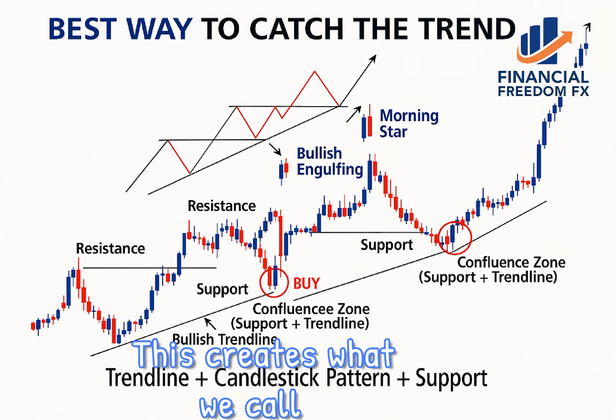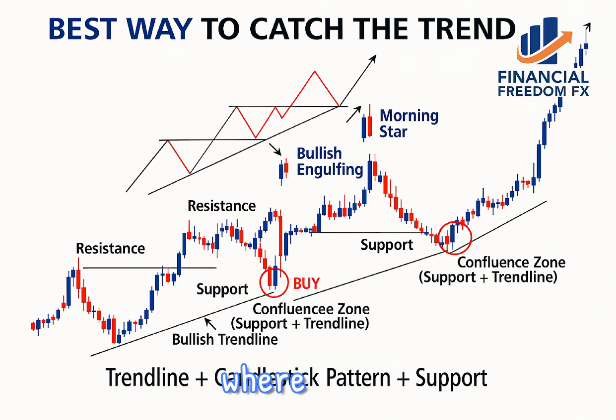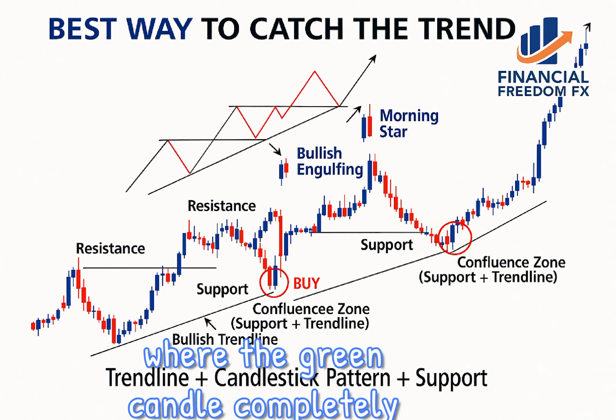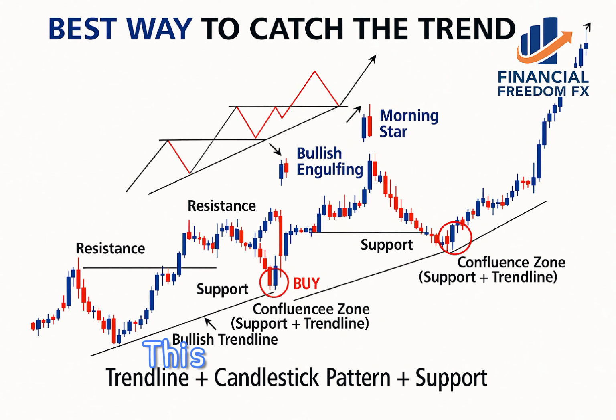This creates what we call a confluence zone, where horizontal support and the upward trend line intersect. This is not just support, it's double support. Here, a bullish engulfing candle forms. This is a major reversal candlestick pattern, where the green candle completely engulfs the red one before it. This is our first powerful buy signal.